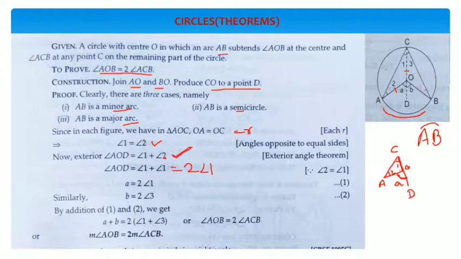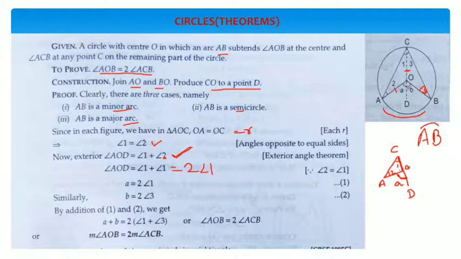Similarly, suppose we take this as 3. Suppose we take triangle OBC. In triangle OBC again OB and OC are equal. So angle C and angle B will be equal because it is an isosceles triangle. So we have denoted them by 3 and 3.